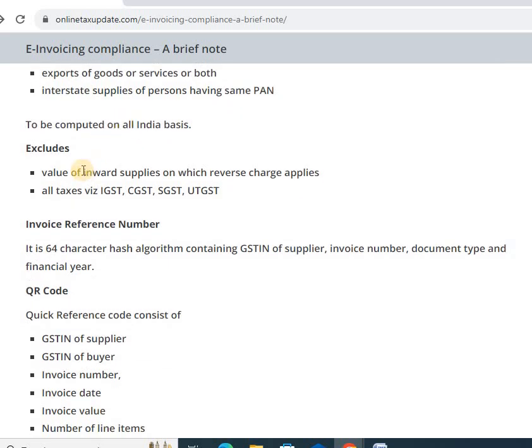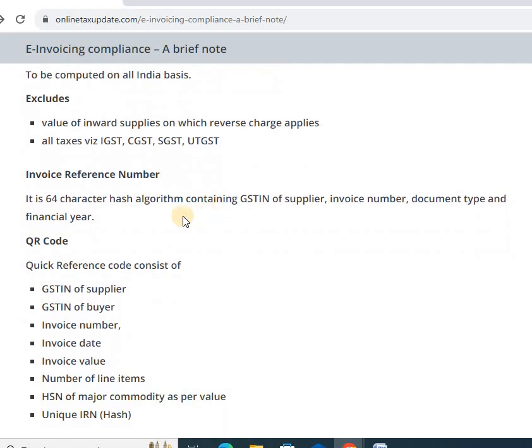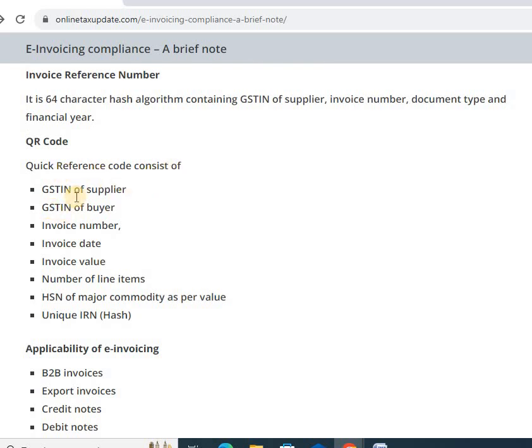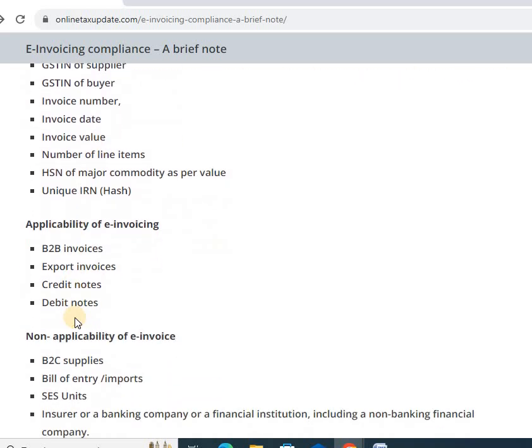In the aggregate turnover, the following shall be excluded: value of inward supply on which RCM is applicable, and all taxes, IGST, CGST, SGST, and UTGST. Invoice reference number is a 64 character hash algorithm containing GSTN of supplier, invoice number, document type and financial year. QR code reference consists of GSTN of supplier, of buyer, invoice number, date, value, number of items, HSN, and unique IRN hash.